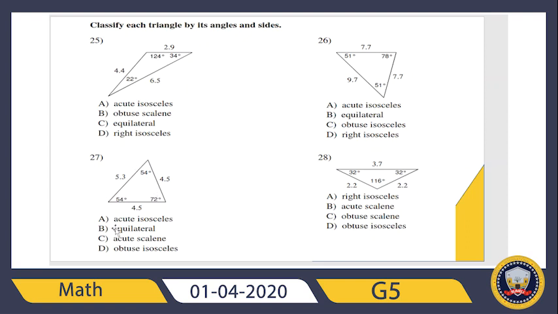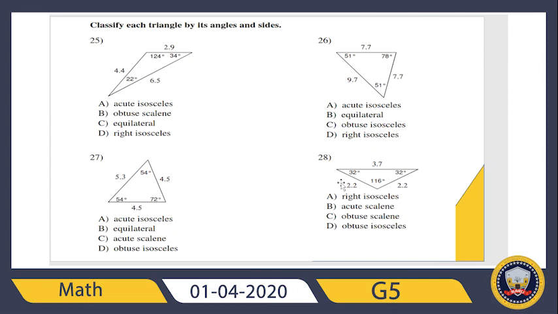see the choices. Acute isosceles, equilateral, acute scalene, or obtuse isosceles. No, the answer is number A again. Number A is the answer. It is acute isosceles because I have two sides equal to each other and all the angles inside this triangle, each one of them, is less than 90 degrees. Okay? Fine.